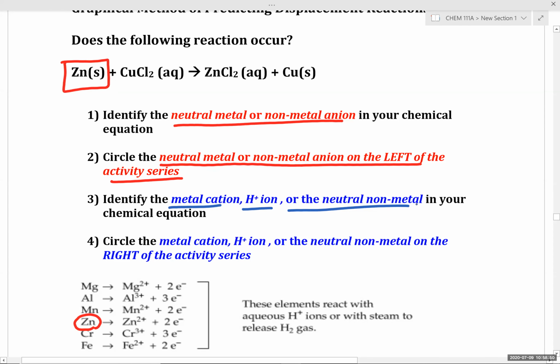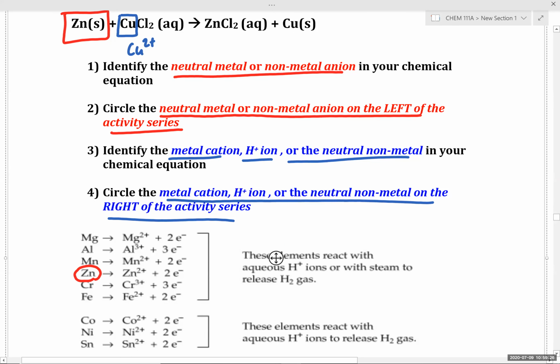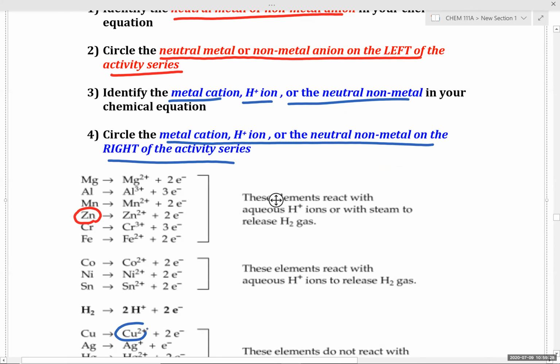Then you identify your metal cation, H plus ion, or your neutral non-metal. So what is our oxidizing agent in this reaction? What is our metal cation or H plus ion? Looking at our chemical reaction, do we see anything that matches that description? Copper, yep, exactly right. So we put a box around copper, and this is copper 2 plus. So we're going to circle our metal cation on the activity series. So I'm going to circle copper.